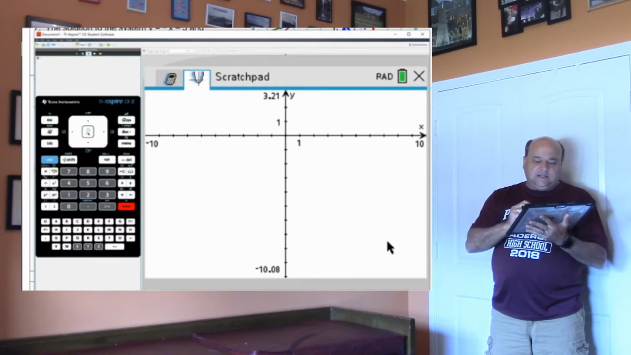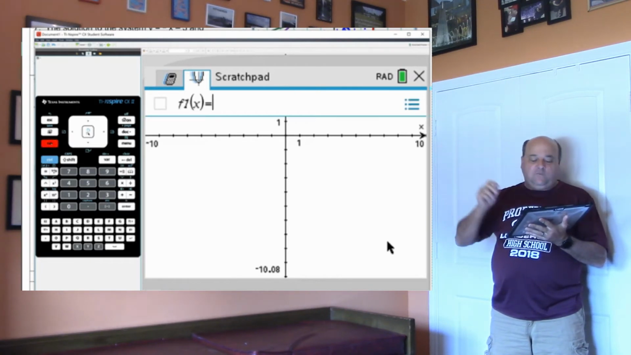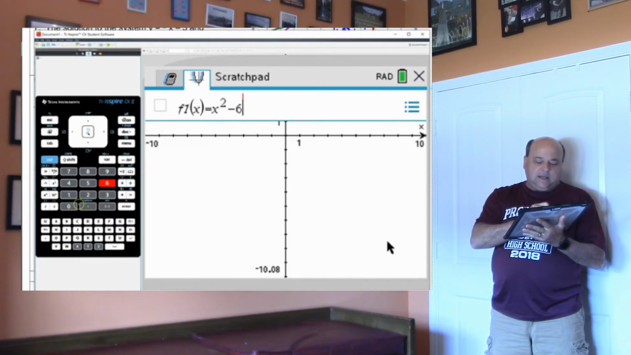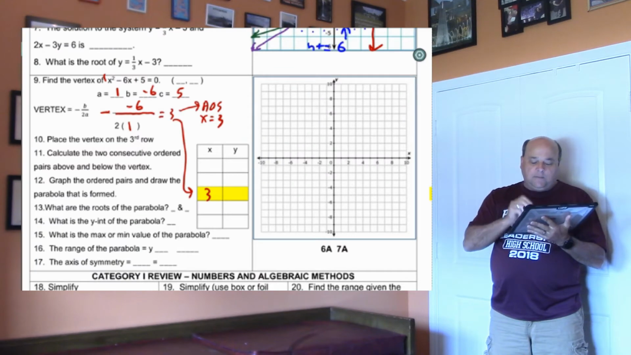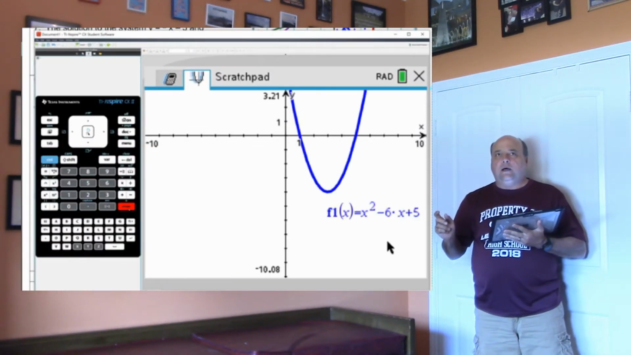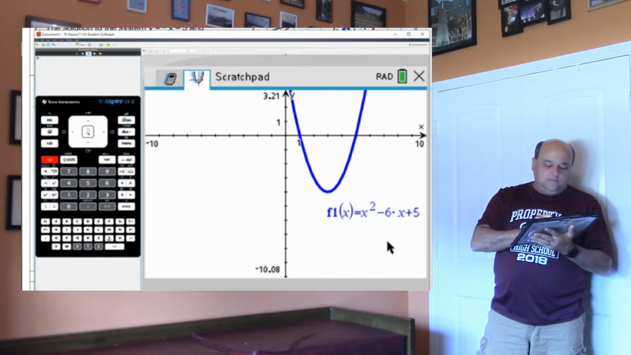X squared minus 6x plus 5. So I'm going to hit Tab. That gives me my f1(x). And then x squared minus 6x plus 5. Did I do that right? X squared minus 6x plus 5. I'm going to hit enter, and I get my parabola.